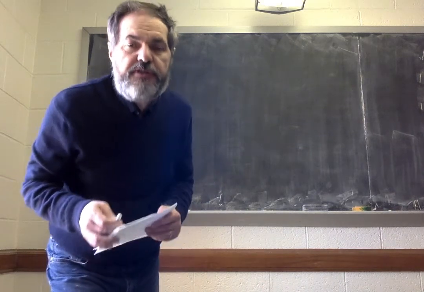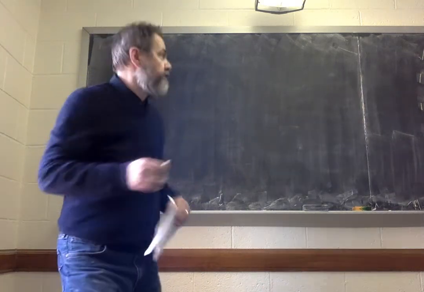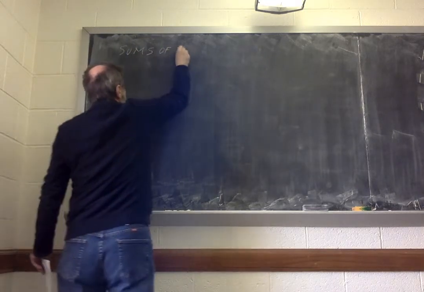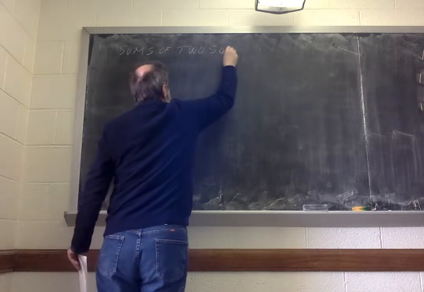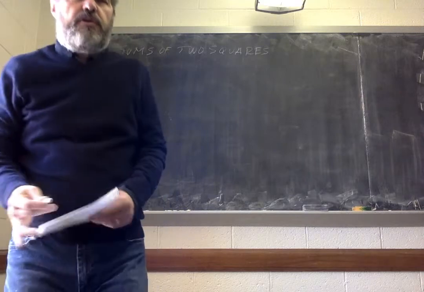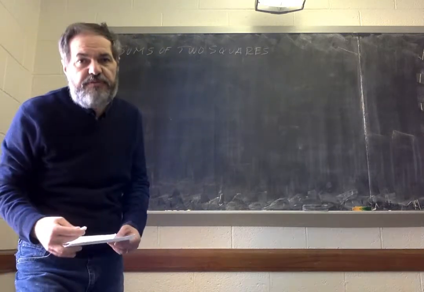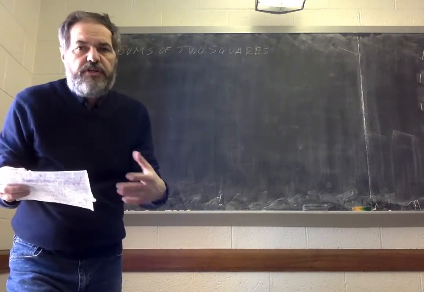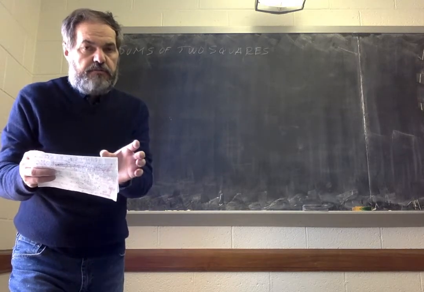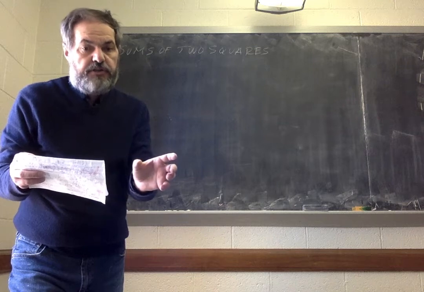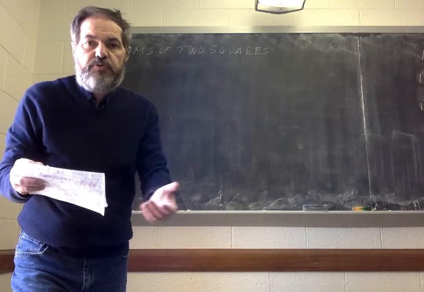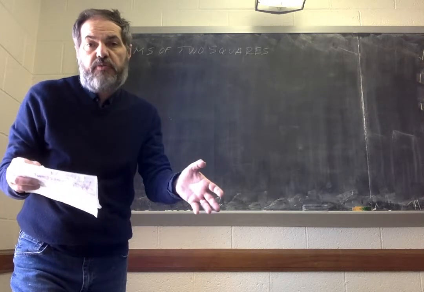Okay, so our next topic is sums of two squares. We already know, and we did this before, how to write a number as a sum of two squares. If we can factor the number as a product of, say, two smaller numbers, and then write each one of those as a sum of two squares, then the product will be a sum of two squares.